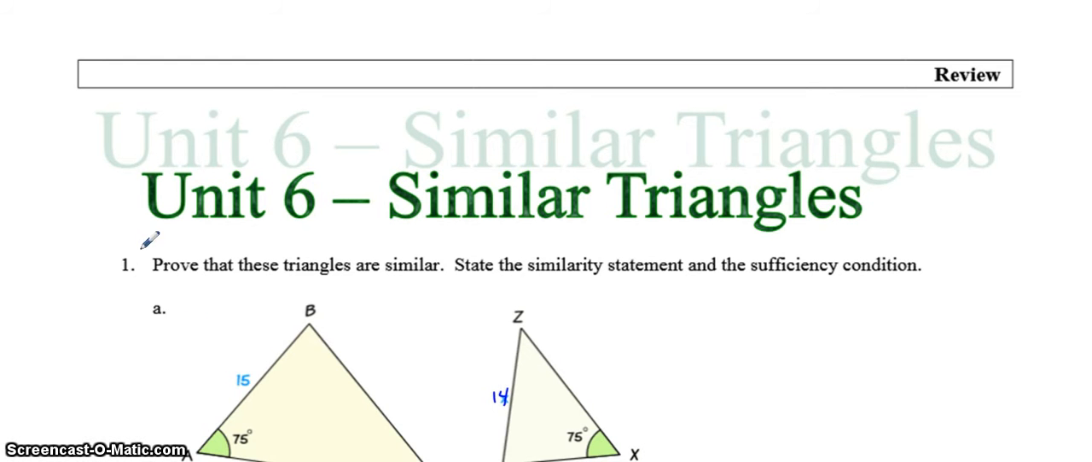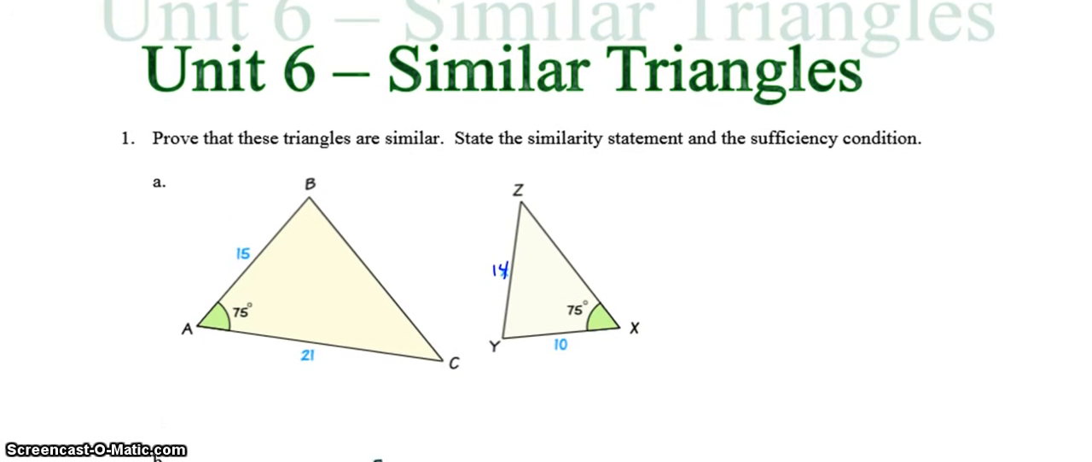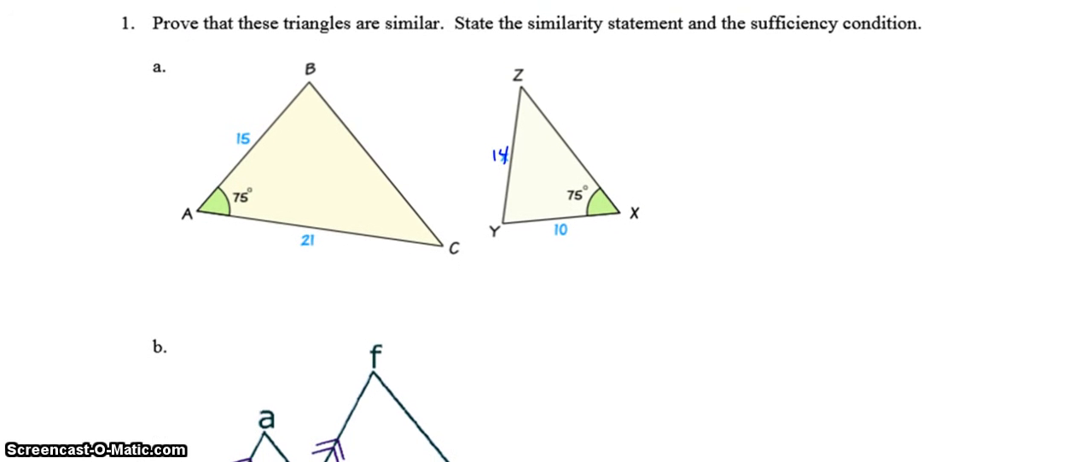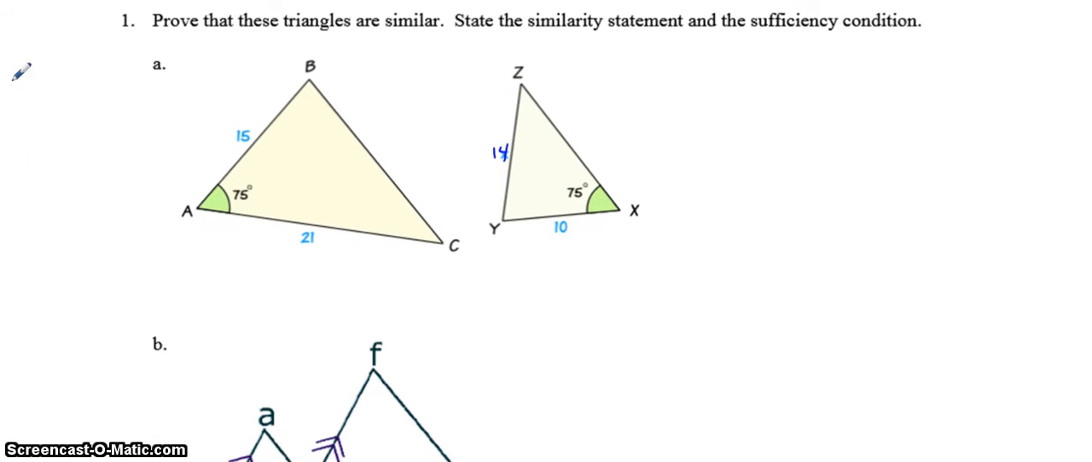Okay, we are all set up and ready to review similar triangles. We start off the unit by proving that triangles are similar. There are three sufficiency conditions for proving similar triangles. The first one is AA similarity, which means if you can prove that two angles in one triangle are equal to two angles in another triangle, then the triangles are similar.